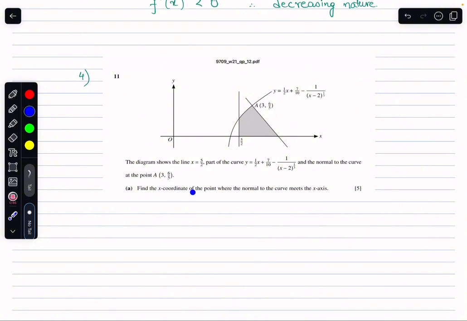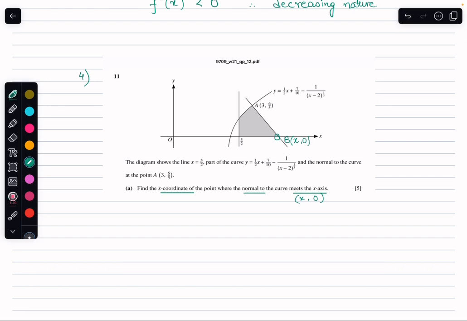Find the x-coordinate of the point where the normal to the curve meets the x-axis. So I need to have the x-coordinate of the point where the normal to the curve meets the x-axis. When it meets the x-axis, one thing is very clear, that this point has an x-coordinate and the y-coordinate needs to be 0. So we are supposed to find this coordinate here, let's call it point B, where the x-coordinate is unknown and the y-coordinate is 0.